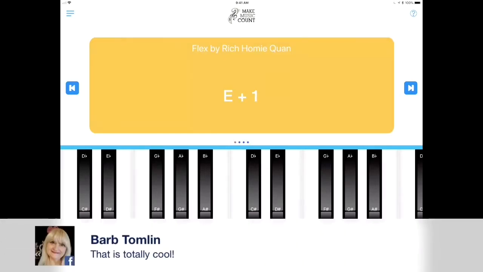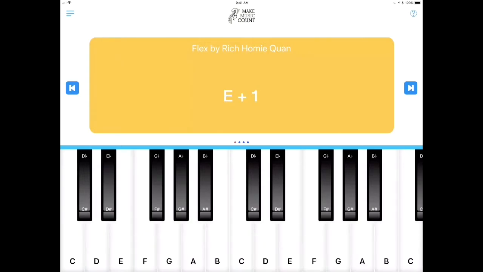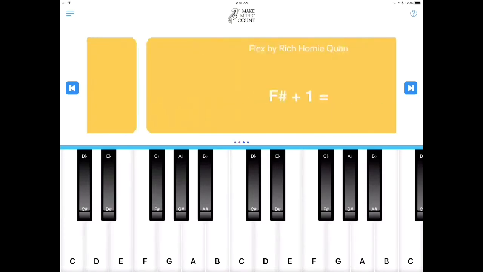Right. So the way this works, as I mentioned, we're counting the movements between notes. So E +1 means that you would move 2 half steps because there's 2 halves in one, right? Okay. So starting on the E all the way to the left, what you're going to do is push your answer. And so the answer to E +1 would be F sharp, and you would push F sharp. F sharp, gotcha. All right, so now it goes to the next question.